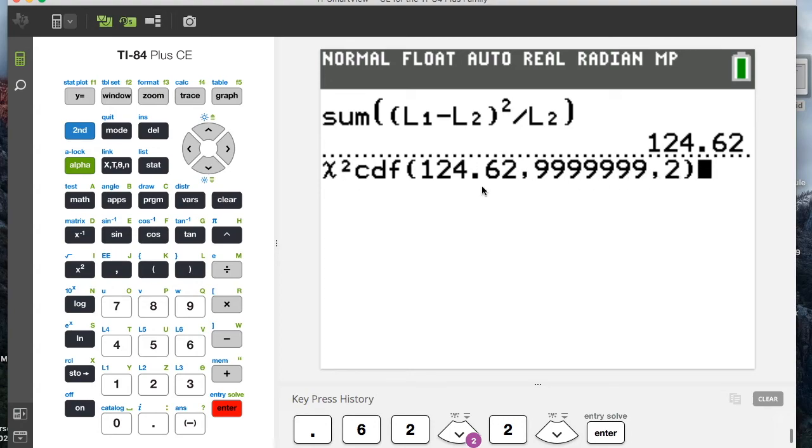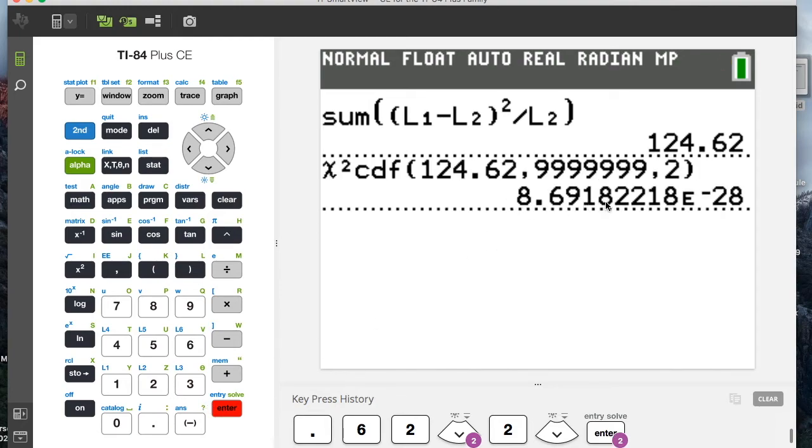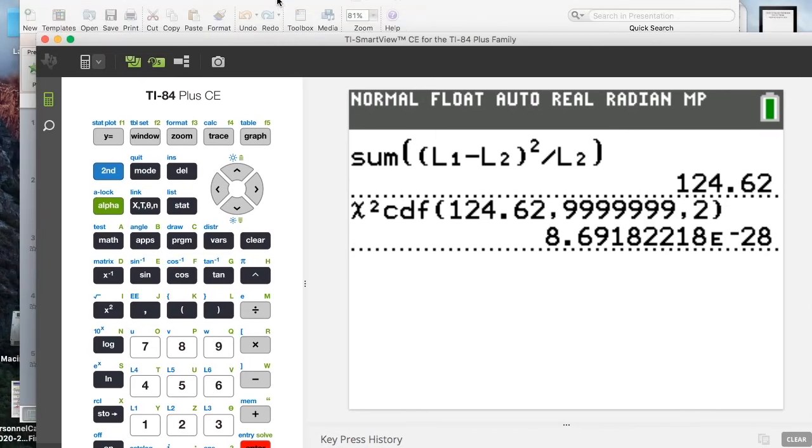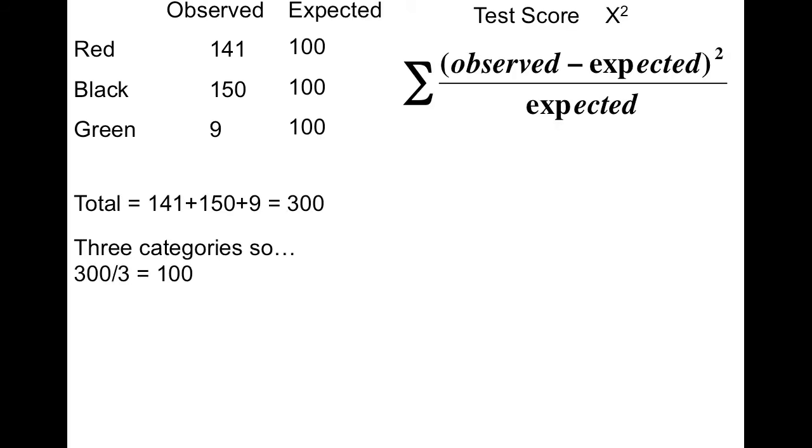This is going to give us our p-value. So if I hit enter here, 8.69182218 e to the negative 28. Again, that e to the negative 28 means some extremely small number, so we can round that to 0. So our p-value in this case is going to be 0. Okay, so I'm just going to go back to my PowerPoint here. We found the expected value. We found degrees of freedom. We went to the calculator and found our test statistic and our p-value. And now let's write out our final answer.